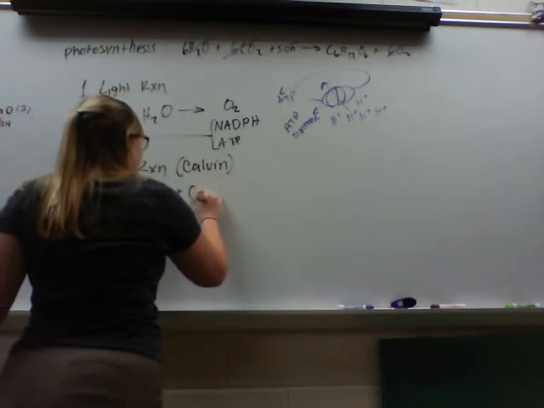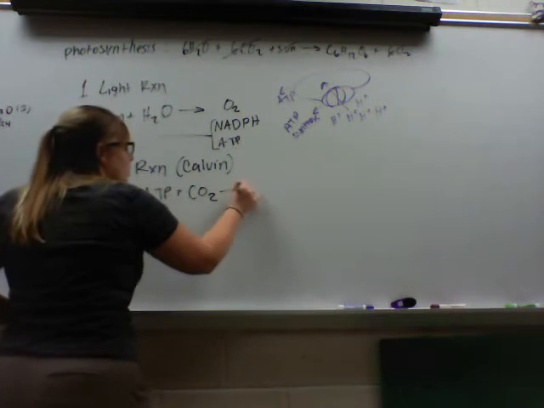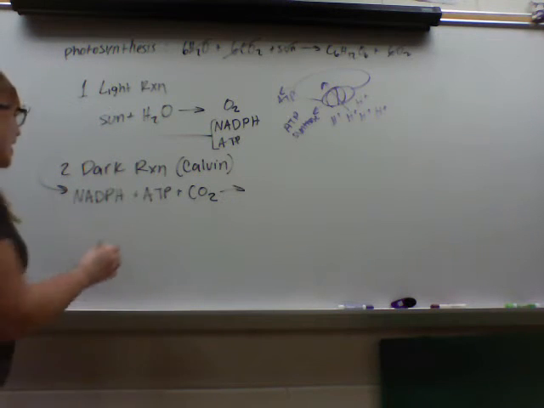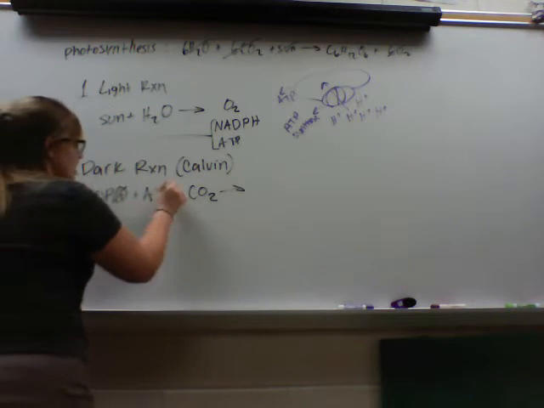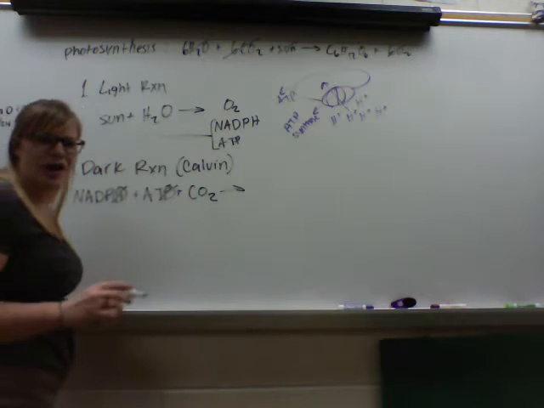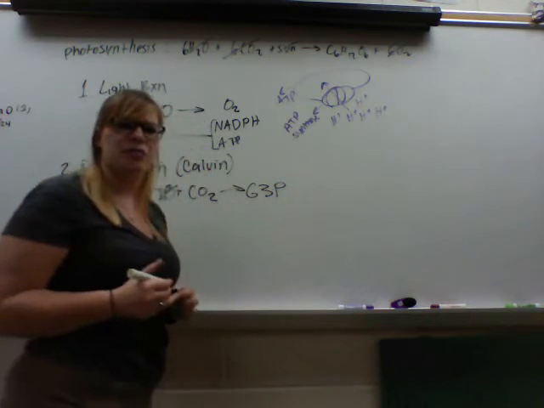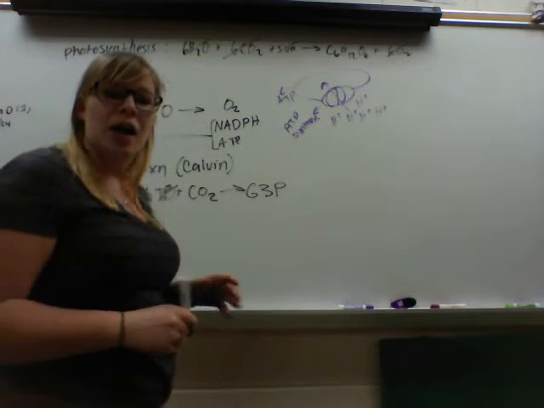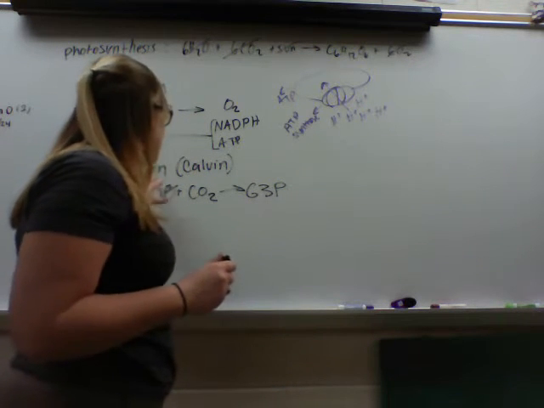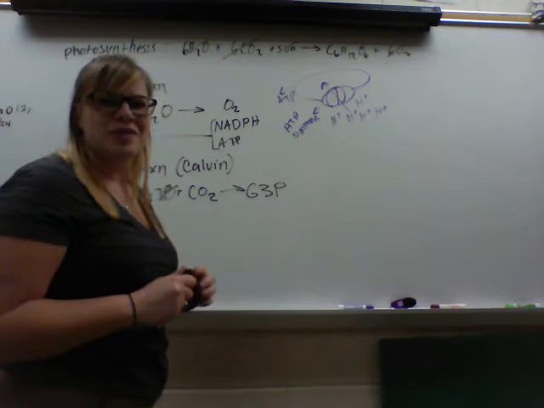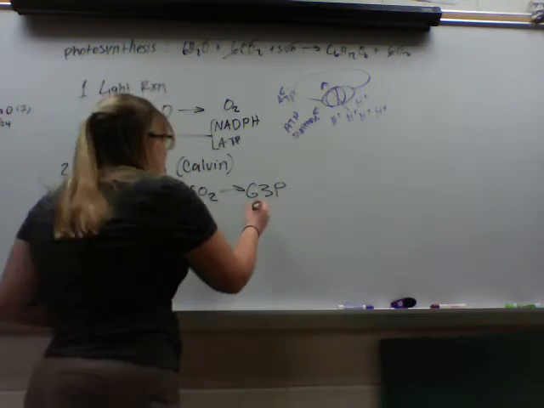Those two things get combined with carbon dioxide. What happens is you take the H off, you take the P off, you combine them with carbon dioxide. When you do that, you get a molecule of G3P, which is a 3-carbon sugar, an intermediate between this part of the dark reaction and producing glucose.